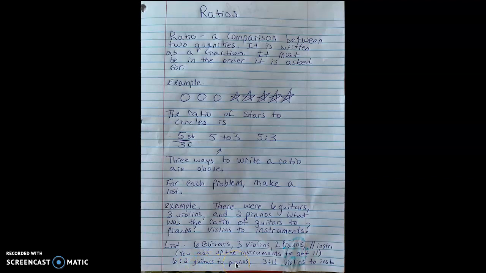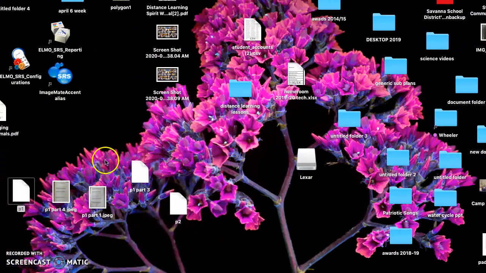The second question says, what is the ratio of violins to instruments? So there are 3 violins, and then again, when we added up all the instruments, there are 11 instruments total. So our ratio is 3 to 11. And again, those ratios can be written in all 3 of these ways. So let's take a look at your workbook pages.